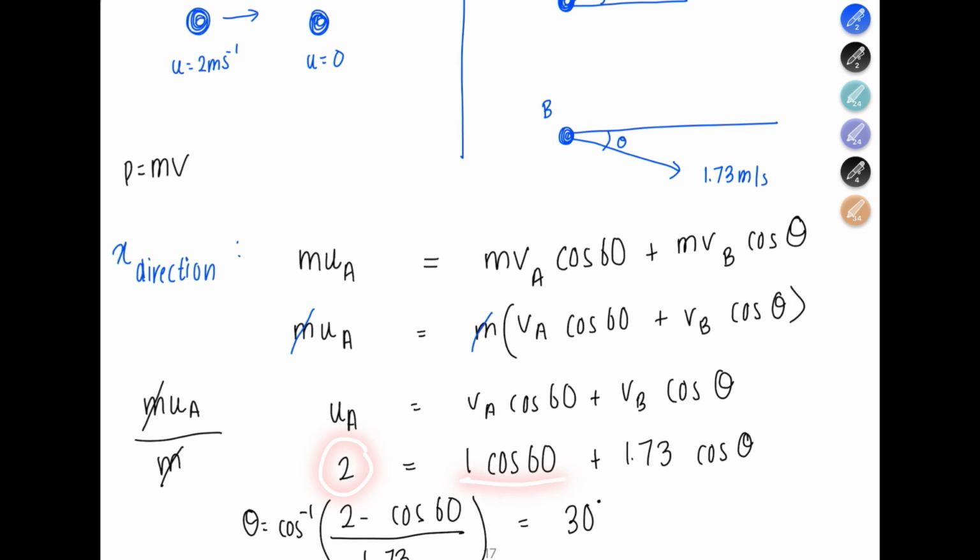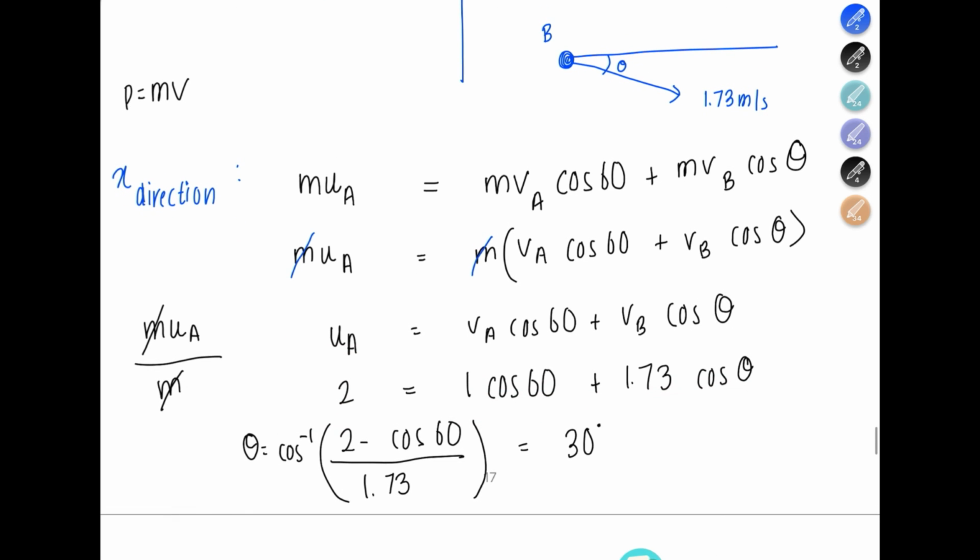equals 1 cosine 60 plus 1.73 cosine theta. I have to make theta the subject. The angle is going to be 30 degrees.